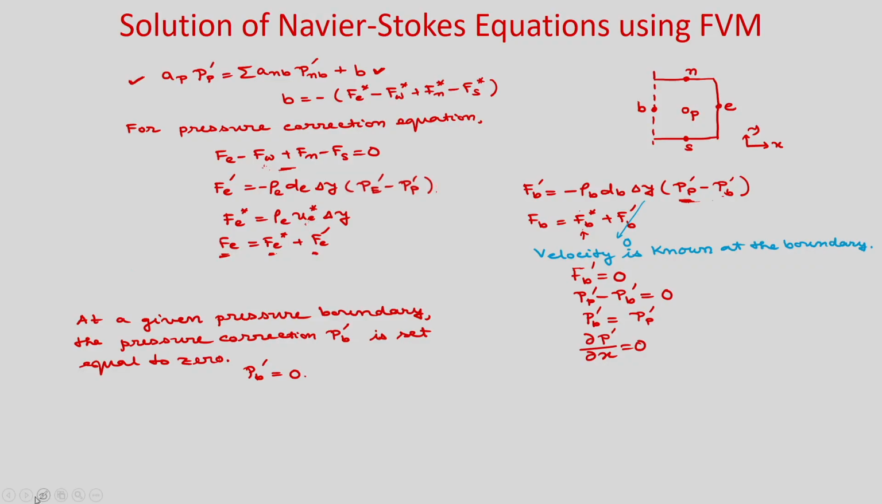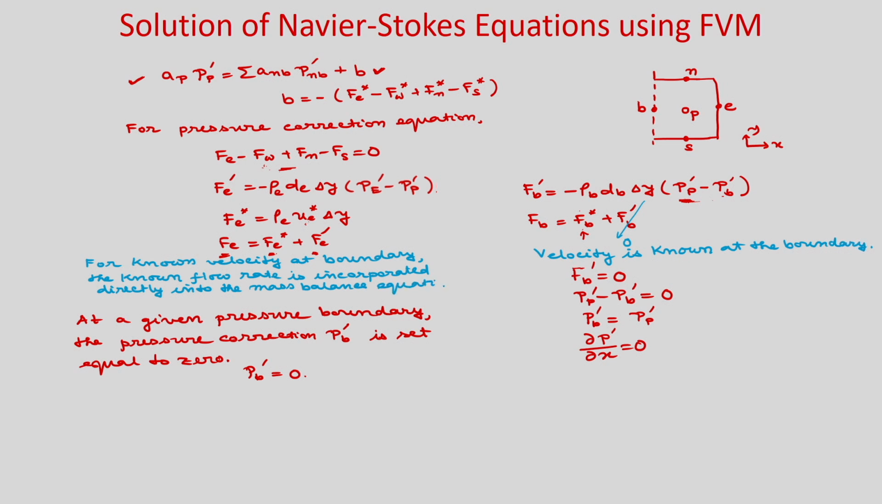That means, for the known velocity at the boundary, the known flow rate is incorporated directly into the mass balance equation for cell P, which we have written here.